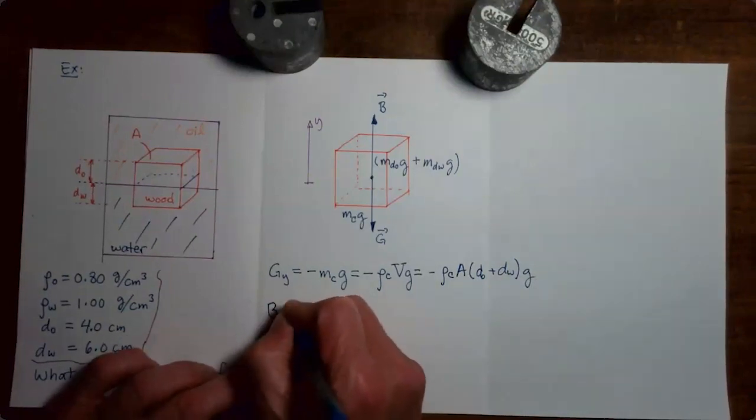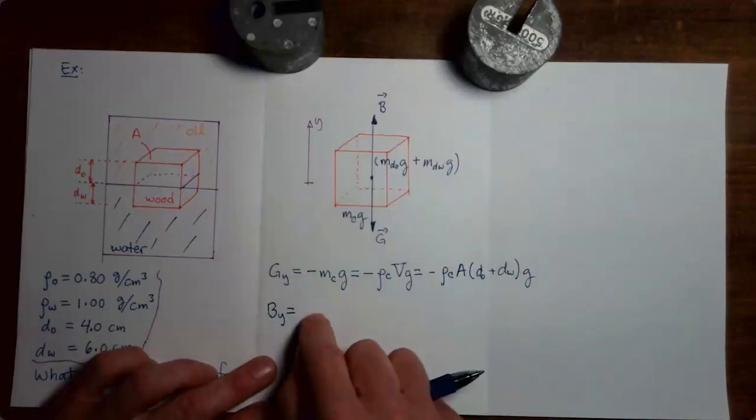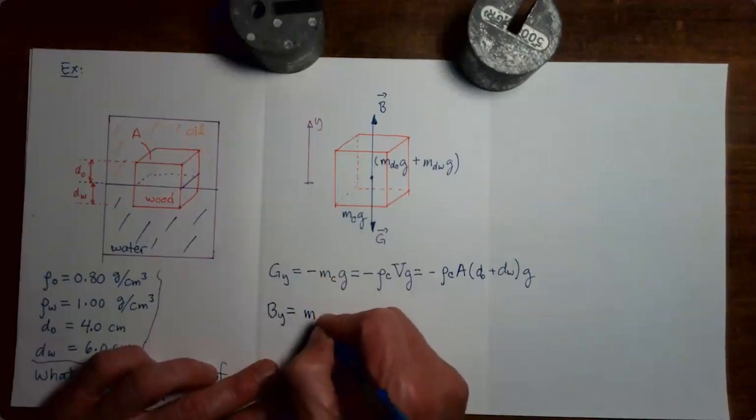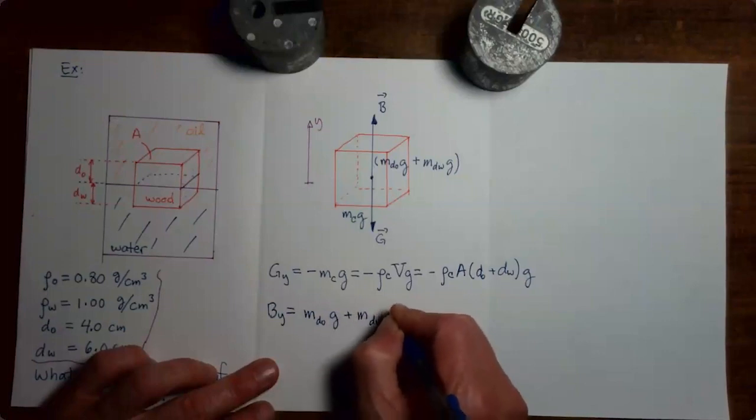Then we need the y component of the buoyancy force. Now the buoyancy force points in the plus y direction, so its y component would just be the magnitude, which would be mass displaced oil times little g plus mass displaced water times little g.